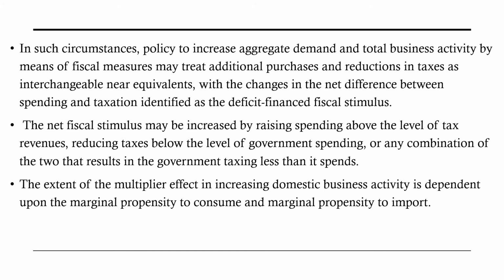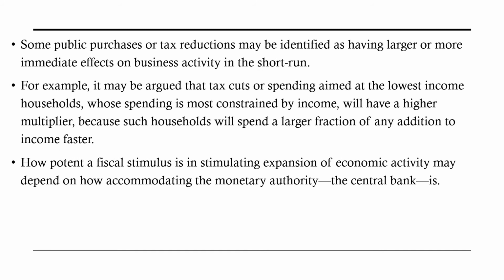The extent of the multiplier effect in increasing domestic business activity is dependent upon the marginal propensity to consume as well as the marginal propensity to import. Some public purchases or tax reductions could be identified as having larger or more immediate effects on business activity, especially in the short run.